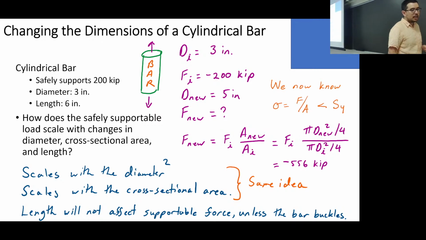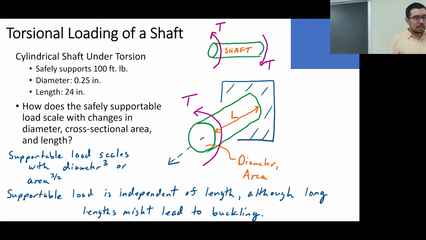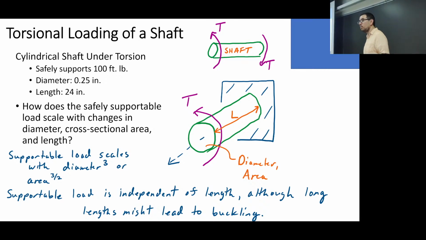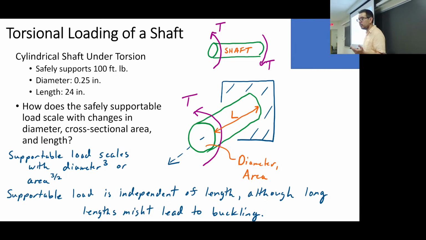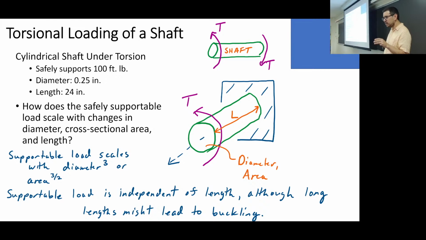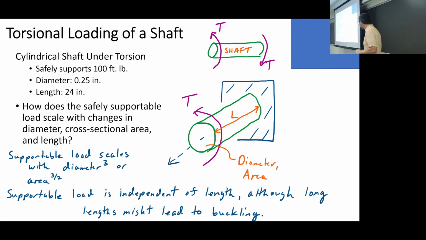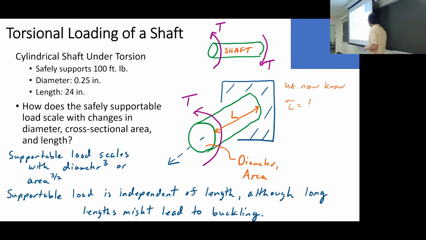And again, it's helpful to keep track of the units. We talked before about torsional loading of a shaft, and we've said how the supportable load scales with diameter to the third power. Now we know why that is, because of tau equals TC over J. Tau is equal to TC over J.